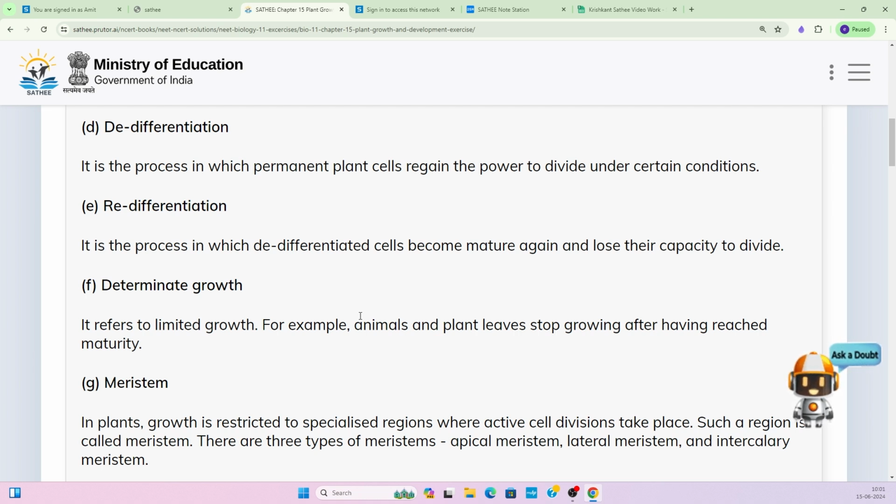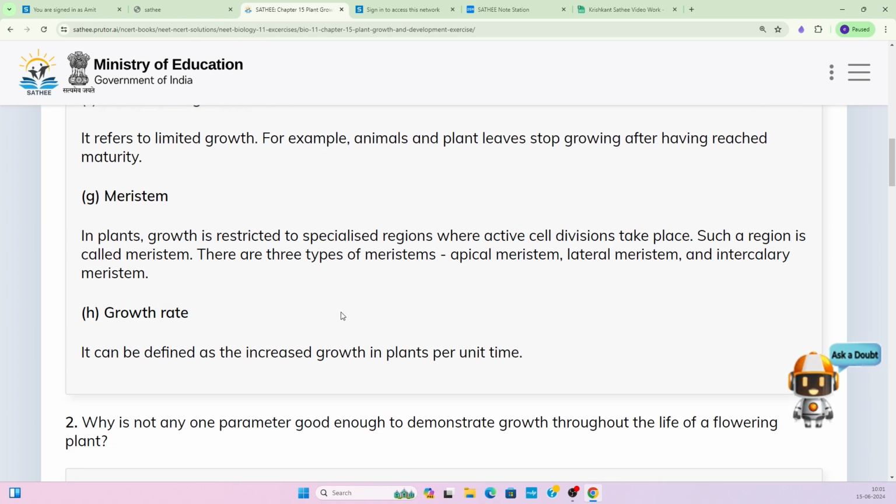So they do not show any enlargement of the cell, or the size of the leaves getting enlarged. At a particular stage they show this, but after a certain stage they stop increasing the shape or the size of the leaves. So this is determinate growth. Next is the meristem. What is the meaning of meristem?